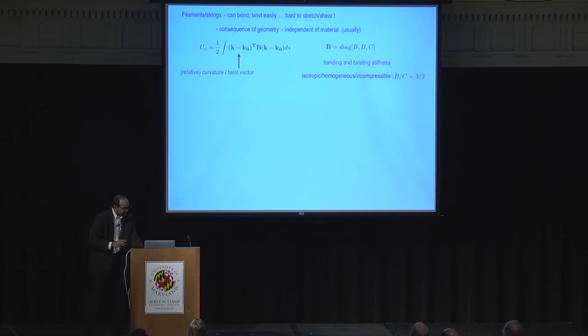All right, so I want to essentially cut to the chase, and the reason that this happens is that long objects like this filament are very, very easy to bend, very easy to twist, very hard to stretch. But there is one parameter which you actually have control over, and that one parameter is the ratio of how easy it is to bend compared to how easy it is to twist, forgetting about the other modes completely.